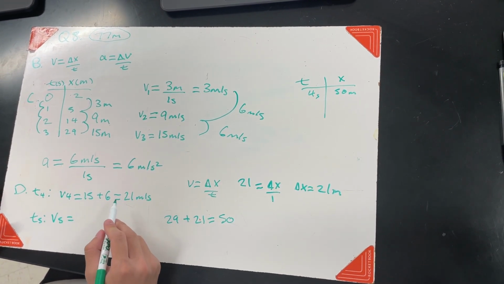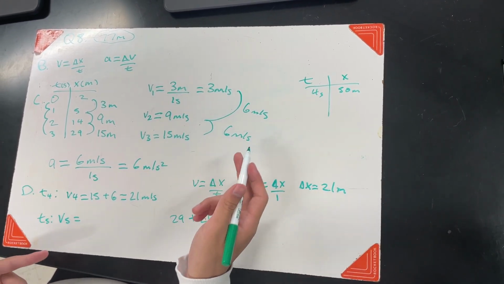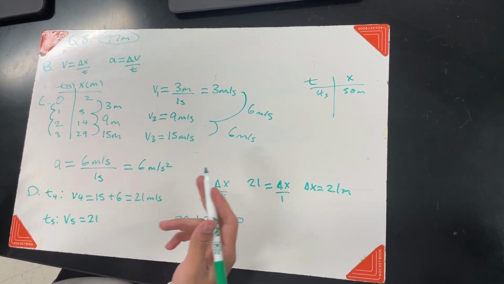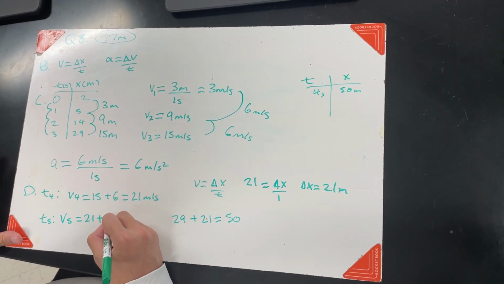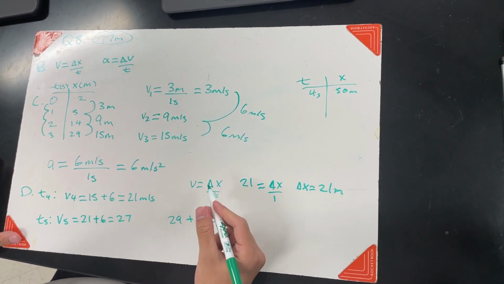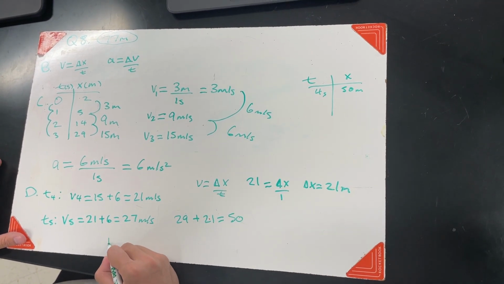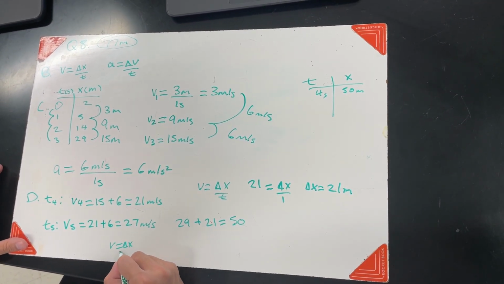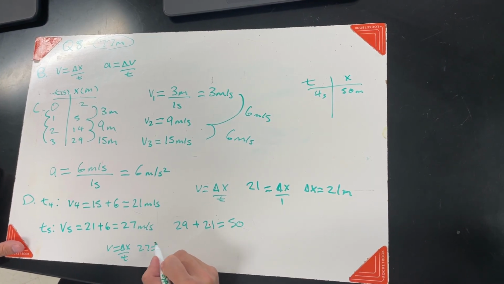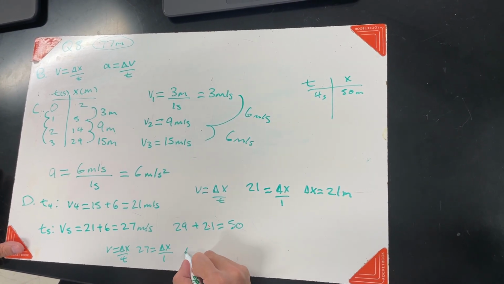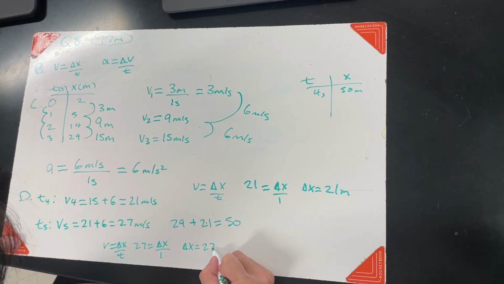t5 is going to be equal to 21 meters per second plus another 6, because remember, our acceleration is still the same. That's going to be 27 meters per second. And then we can use this to find our change in x again. So v equals delta x over t. 27 equals delta x over 1. So delta x is equal to 27 meters.